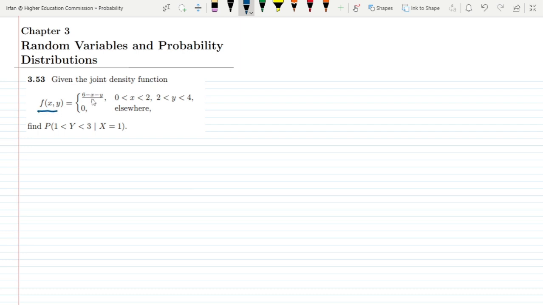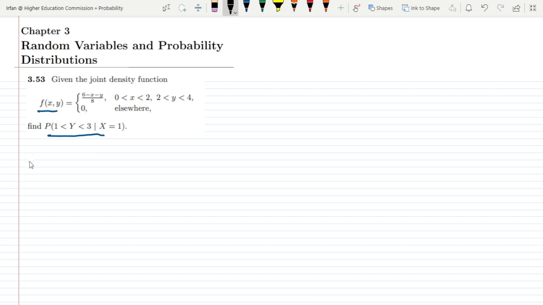This is question 3.53, and the statement of it is: given the joint density function f(x, y) = (6 - x - y)/8 for x greater than 0 and less than 2, and y greater than 2 and less than 4, and 0 elsewhere, we have to find the probability that y is greater than 1 and less than 3, given that x is equal to 1. Okay, so that is what we have been given.